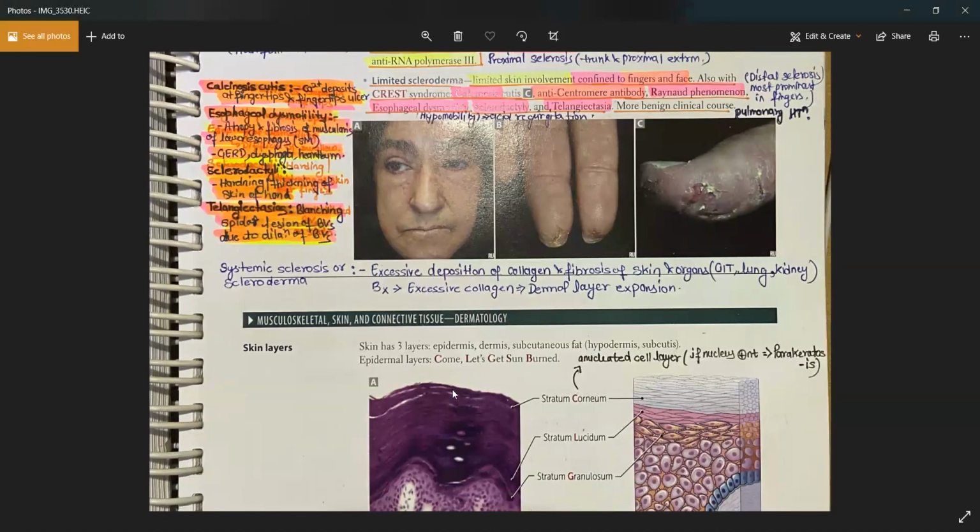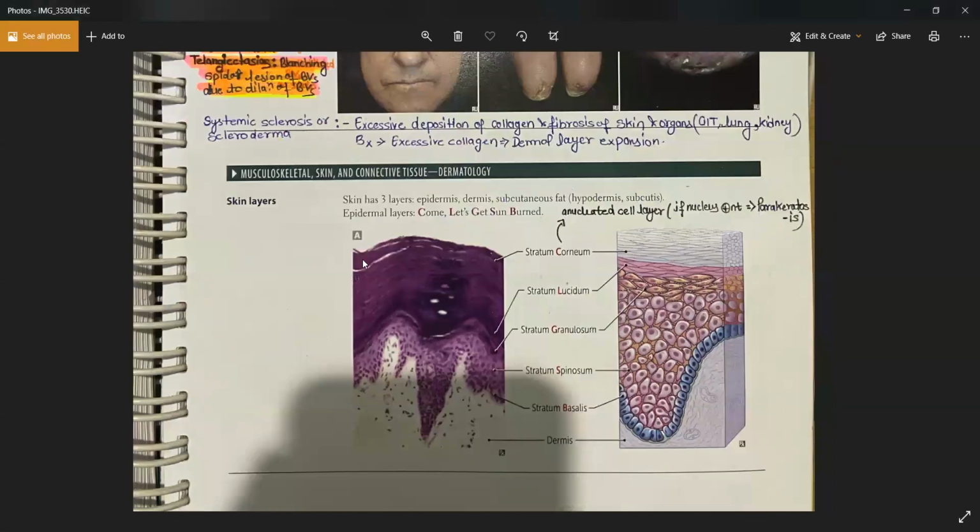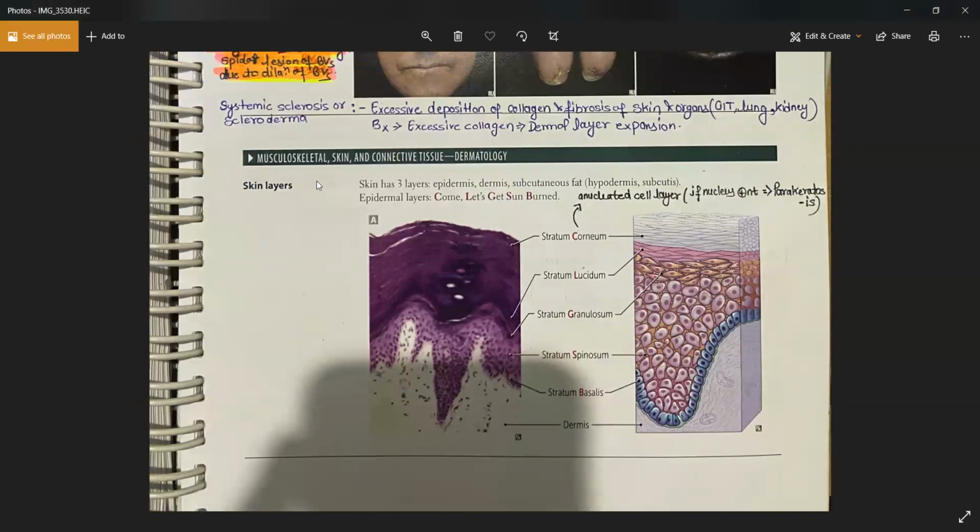Okay, so we are done with the rheumatology and now we are about to discuss the dermatology. So first of all, you need to know the layers of the skin. Okay, on the outermost, you're having the stratum corneum. Then you're having the stratum lucidum, then the stratum granulosum, then the stratum spinosum, and then the stratum basalis. And you can remember all these layers in the sequence with the help of this mnemonic. Come, let's get sunburned. Okay, come for the corneum, let for the lucidum, get for the granulosum, sun for the spinosum, and burn for the basalis.